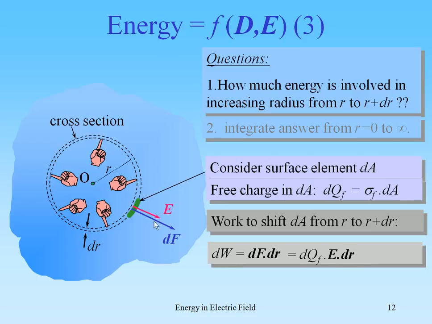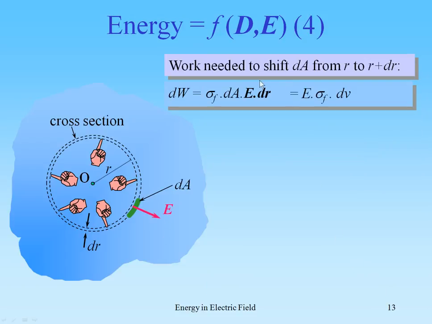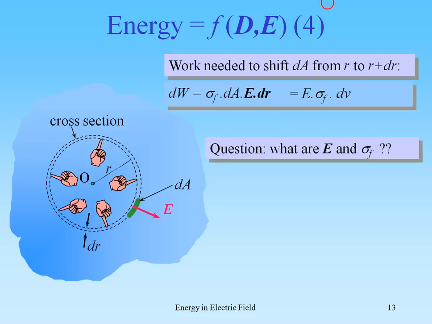Here are the two vectors, E and dF. Or, the force is sigma free times dA times E, and the path is dr. Since E and dr have the same direction, we can write it as sigma free times E times dV, because dA times dr is dV. So the work needed to shift dA from r to r plus dr is given by this expression. The question now is, what are E and sigma free? Because we only know rho and sigma free.